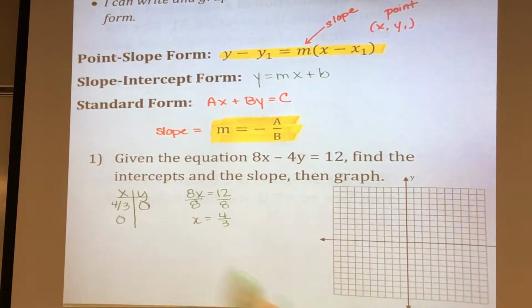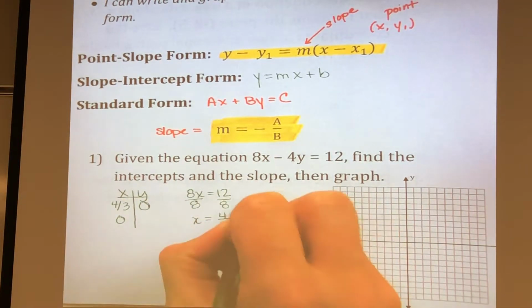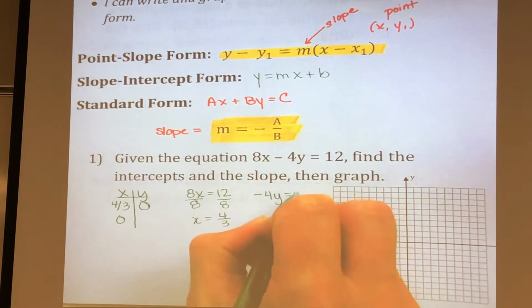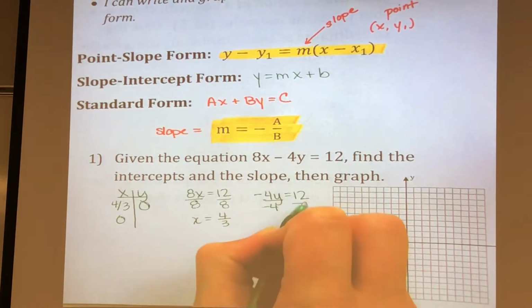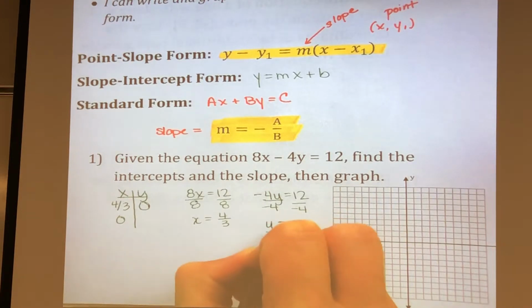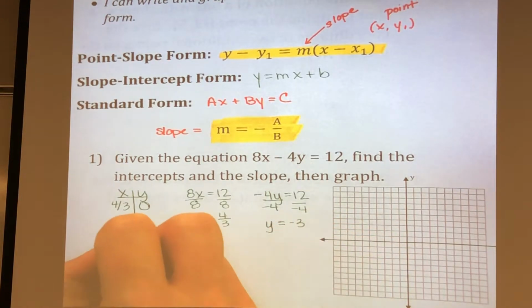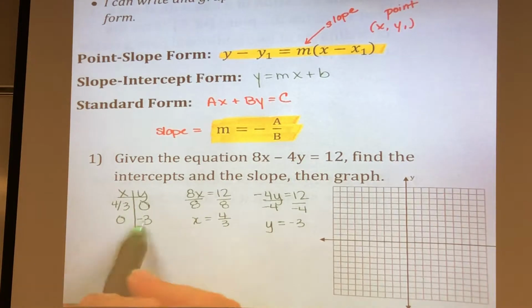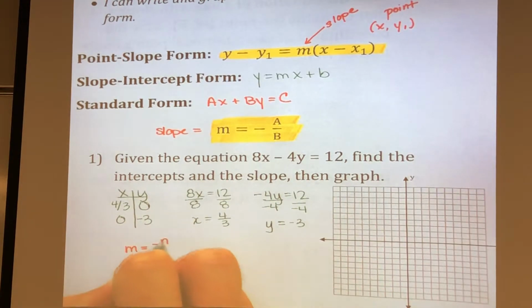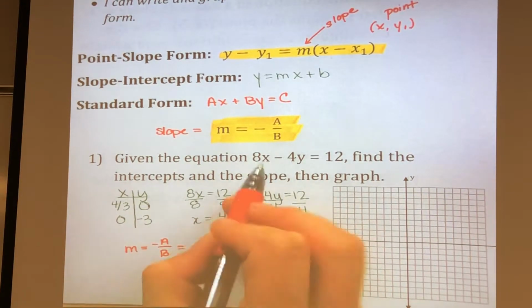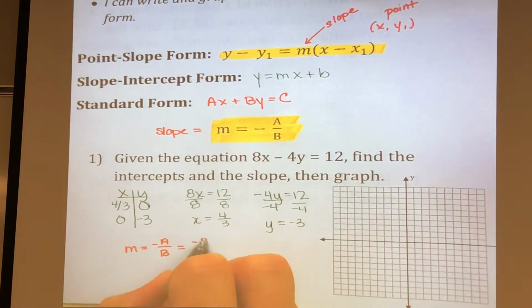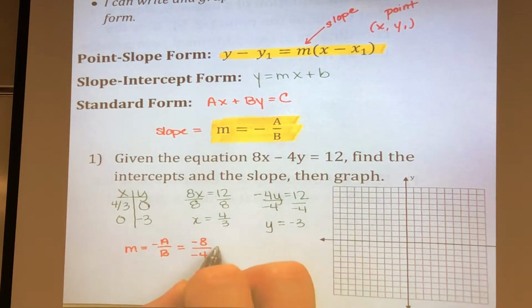Then we're going to put a 0 in for x. So we have negative 4y equals 12. Divide both sides by negative 4, so y is going to equal negative 3. So we have our x-intercept and then our y-intercept. Now for our slope, the equation tells us that we have to take the opposite of a over b. So our a value is 8, so negative 8 over our b value of negative 4, which equals 2. So we're going to have a slope of 2.